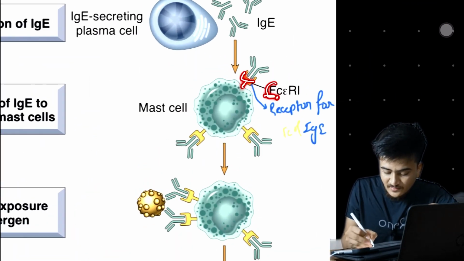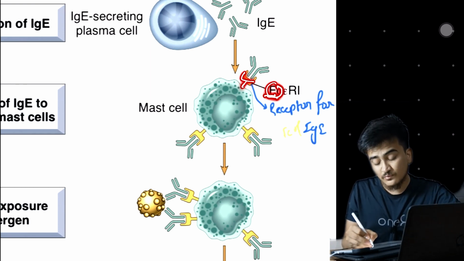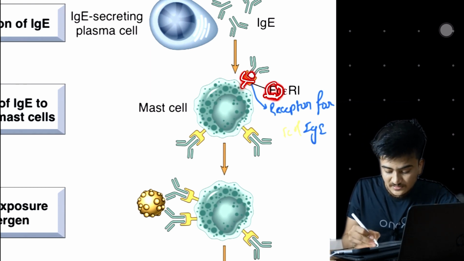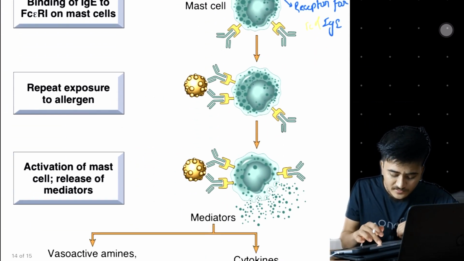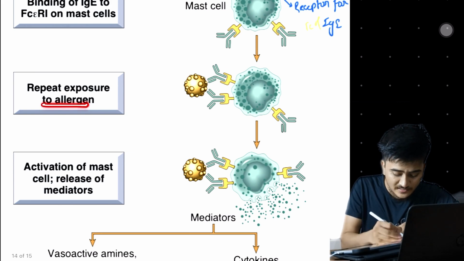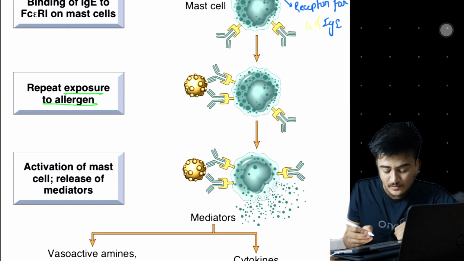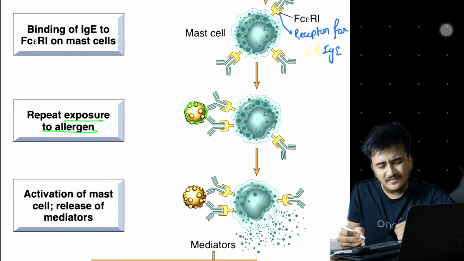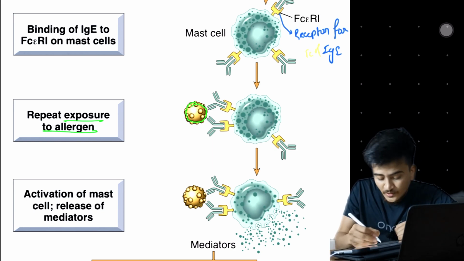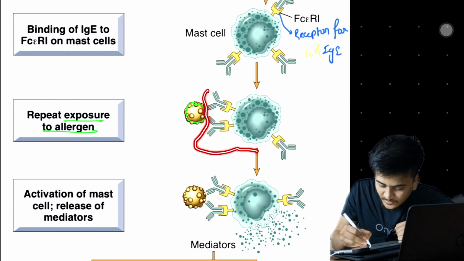Fc receptor obviously means the one receiving Fc. And what is the Fc? Fc is the portion of an antibody, and this antibody is IgE. We completed this much. Now on repeat exposure to allergen, the allergen is again entering our body. At that time what will happen? This IgE was already present in the body.